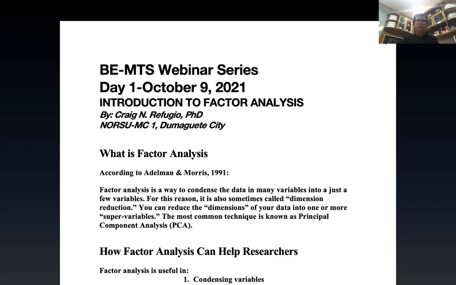What is a factor analysis? According to Adelman and Morris way back in 1991, factor analysis is a way to condense the data in many variables into just a few variables. For this reason, it is also sometimes called dimension reduction. You can reduce the dimensions of your data into one or more super variables. The most common technique is known as principal component analysis, or PCA.